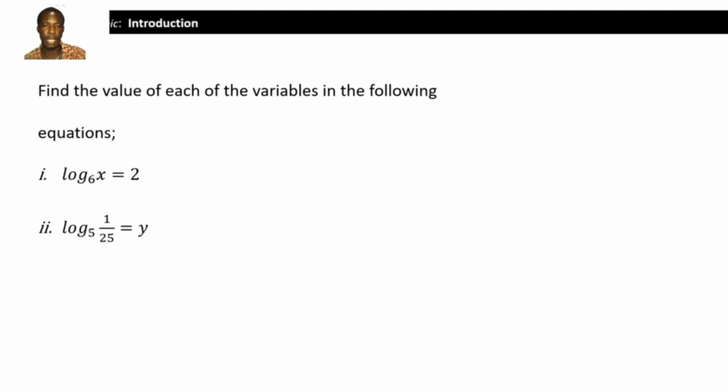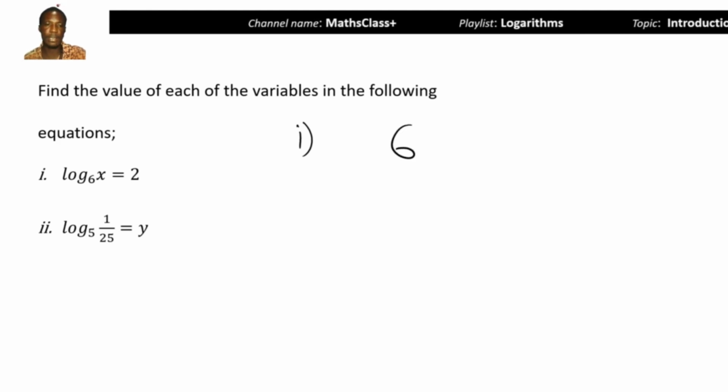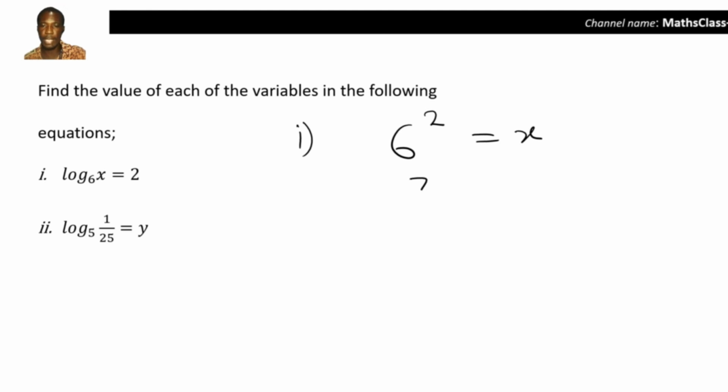Okay, in this set of examples, we have a variable and we are supposed to find the value of the variable. So for example 1, our base is what? 6. And the value we are dealing with is x. So the exponent is 2, and that gives us x. So 6 squared is 36, and that is x is 36.